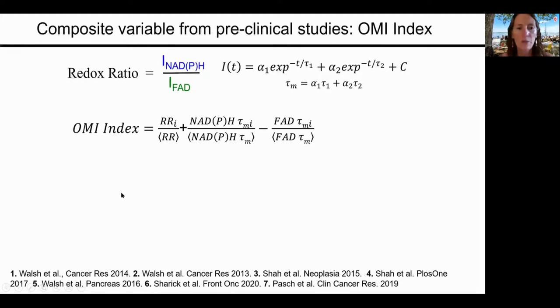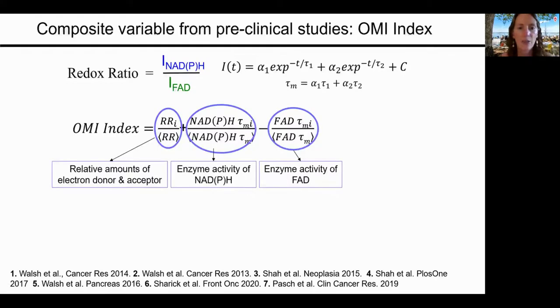So this is from a multivariate analysis of variance. We knew which cells were responsive to treatment and which weren't across multiple model systems. And we found that basically a linear combination of the redox ratio, NADH mean lifetime and FAD mean lifetime, all mean normalized, with the -1 coefficient here for the FAD, provided us with really sensitive and specific information on cell response to treatment. So biochemically, this is not as meaningful as each variable on its own because it's composite, but within this, we know that we're looking at the relative amounts of electron donor and acceptor in a cell and the enzyme activity of NADH and FAD.